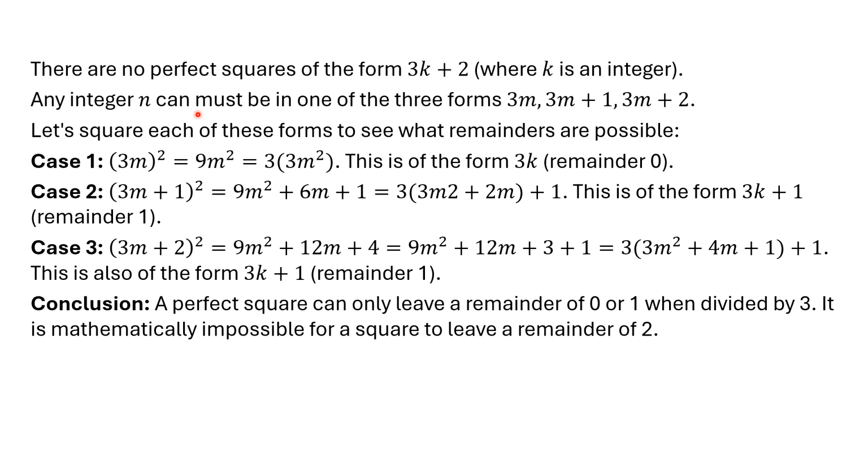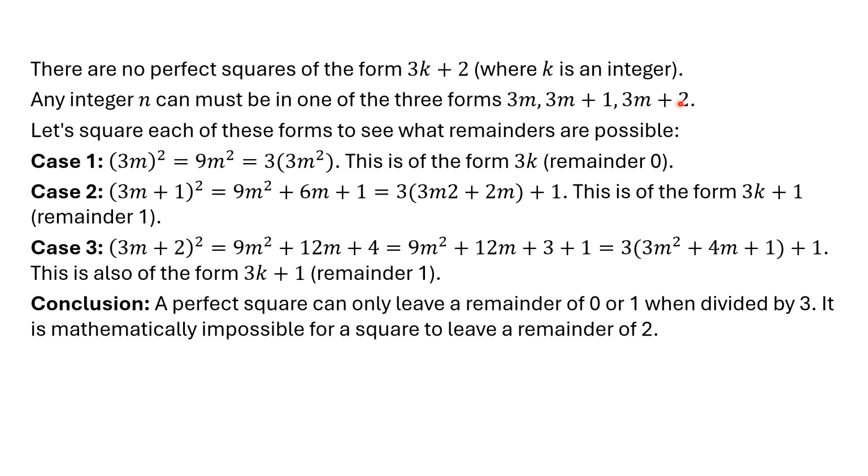So any integer n must be in one of three forms: 3m, 3m plus 1, 3m plus 2. If you go to 3m plus 3, you could just factor the 3 out and you have 3m. If you have 3m plus 4, you can get that into this form here, and so on. So these are the only three possibilities.